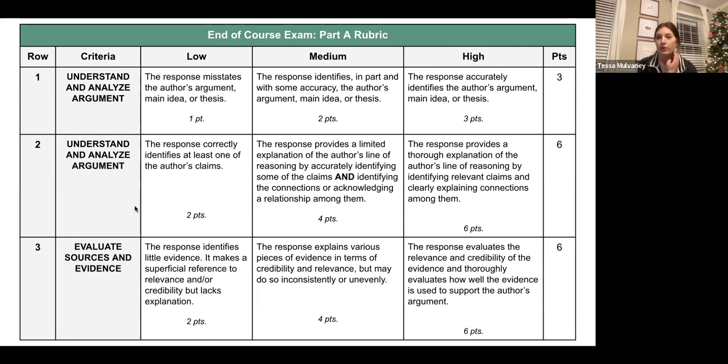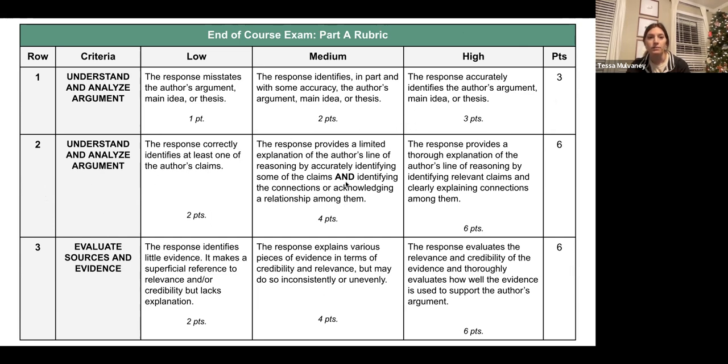This is the rubric for those 3 skills. Understand and analyze the argument is that the response accurately identifies the author's argument, main idea, or thesis. So can you read the article and accurately identify what the article is about, what the author's main idea is, their reason for writing the article?